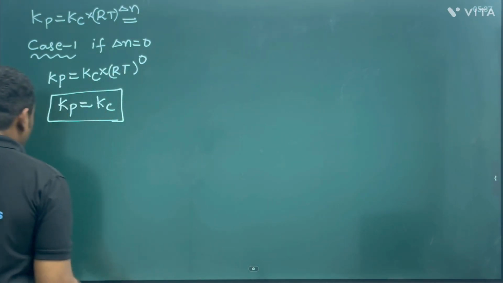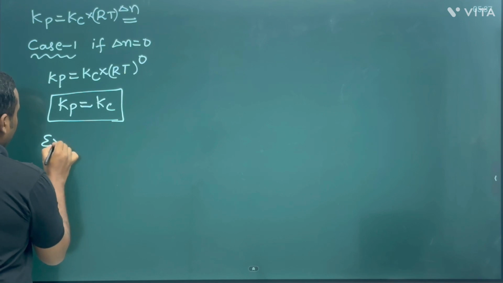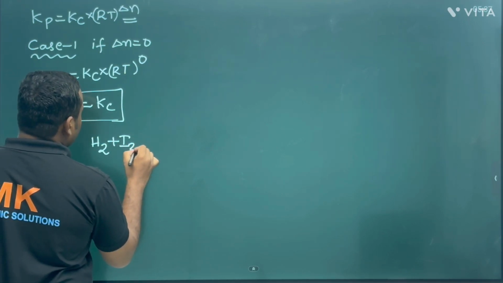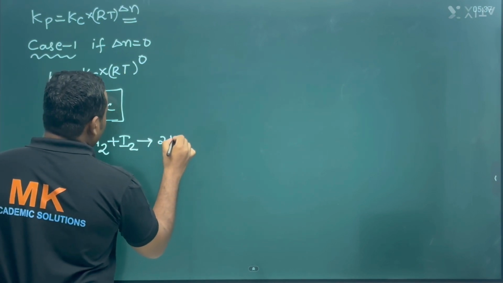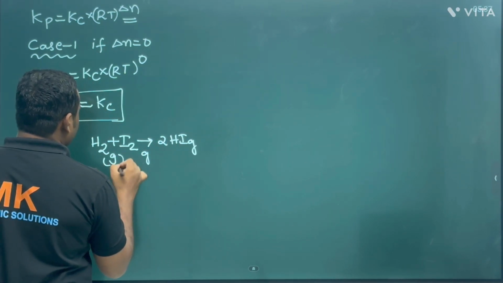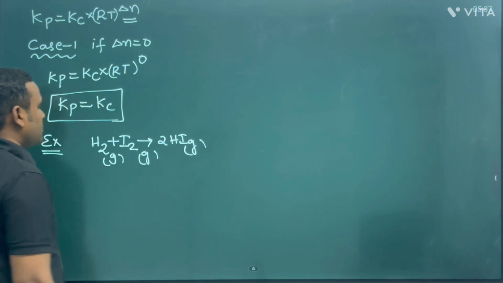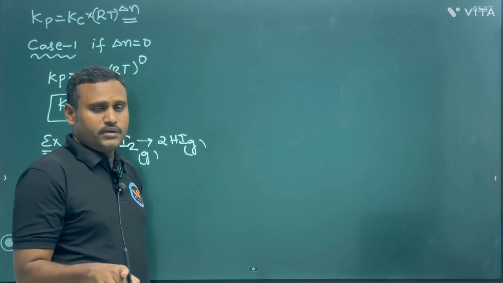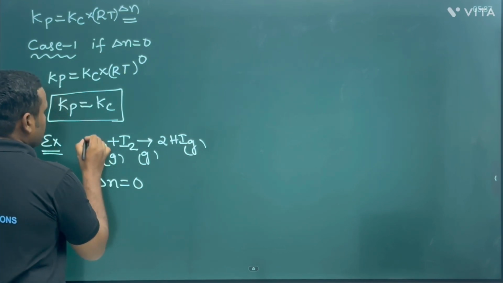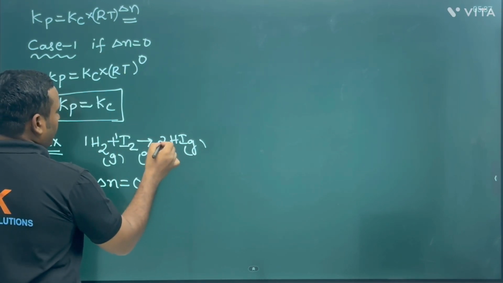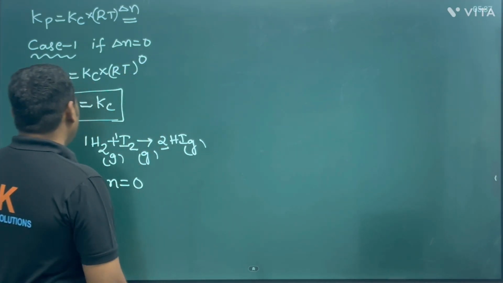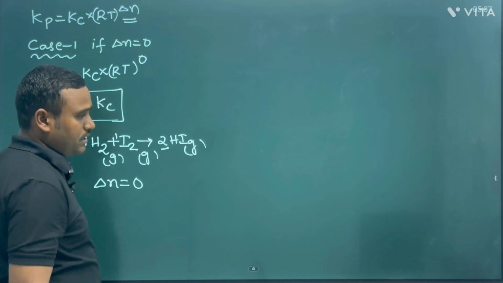So now let us see an example. For example, H2 plus I2 gives rise to 2HI. All are in the gaseous state only: H2 gas, I2 gas, and 2HI gas. So here what is the relation? What is the delta n value here? Delta n is equal to 0. In this case 1 and 1 mole, and here 2 moles. 2 minus 2 will become equal to 0. Therefore, here there is no difference between the Kc and Kp.